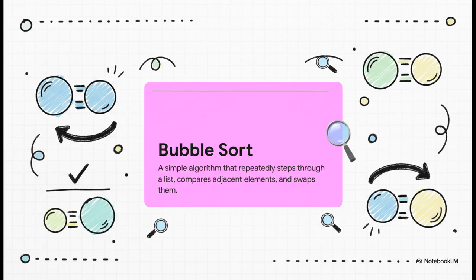It looks at two items right next to each other, compares them, and if the one on the left is bigger, it just swaps them. That's it. That's the whole move. It just keeps doing that all the way down the line.